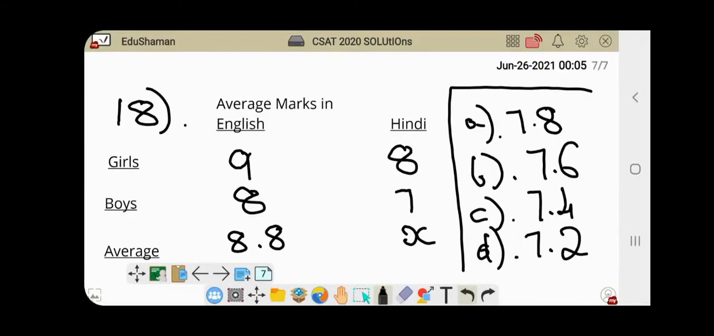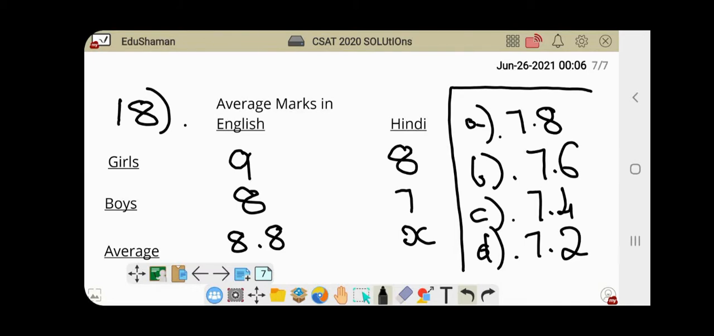Guys, let's move to the 18th question. There are girls, boys, and their overall average marks has been given in English and Hindi. Girls get 9 in English, 8 in Hindi, boys get less, like always, 8 in English and 7 in Hindi, and average of 8.8 and X overall. What is the value of X in the above table? Option A 7.8, option B 7.6, C 7.4 and D 7.2.